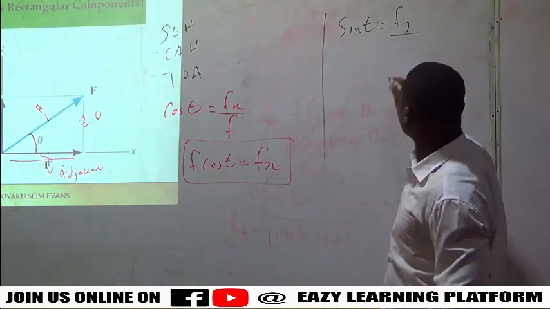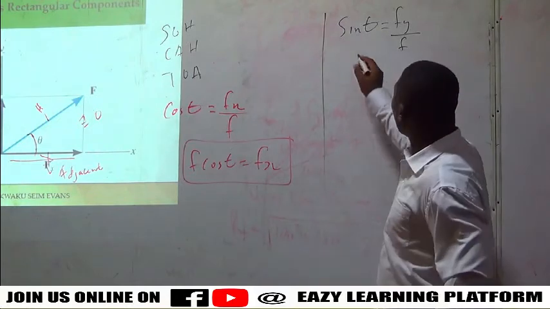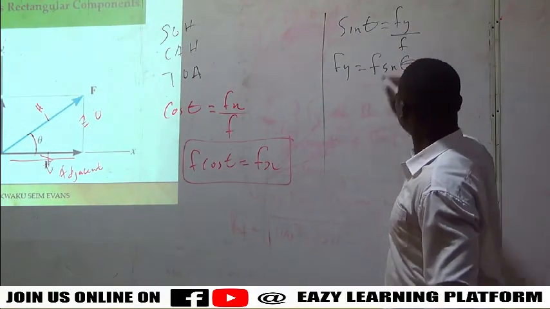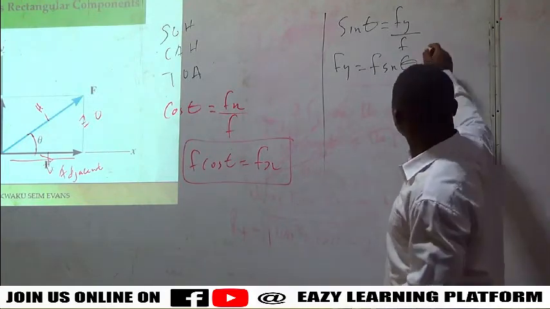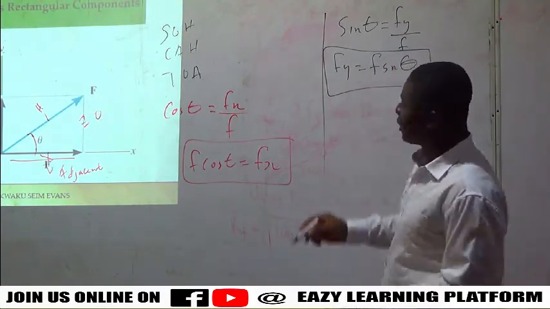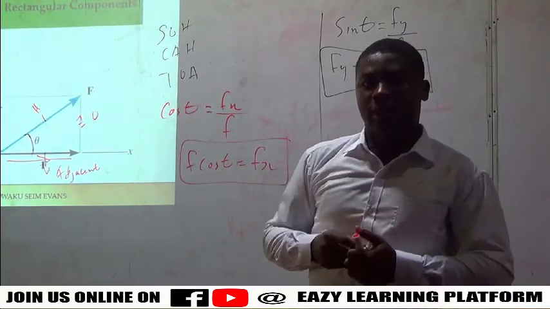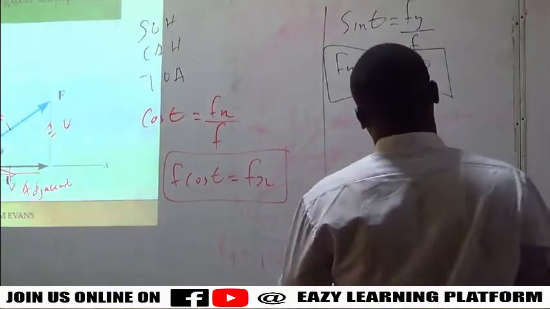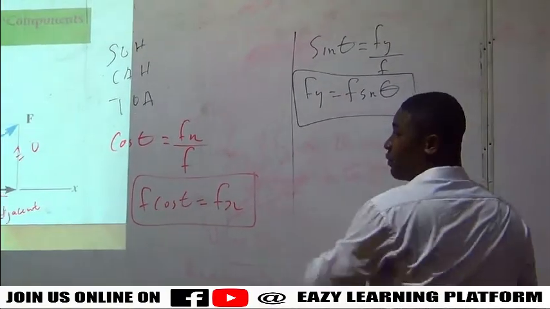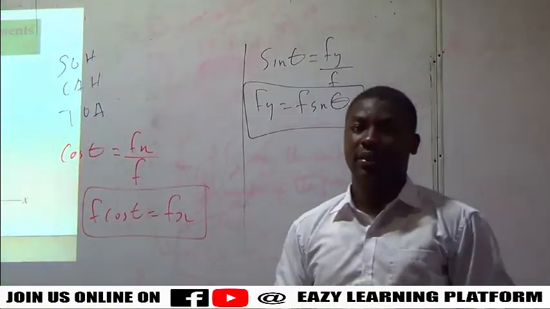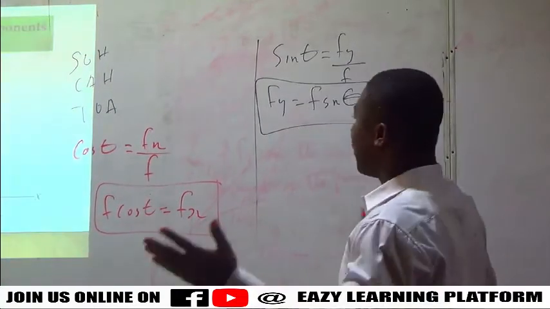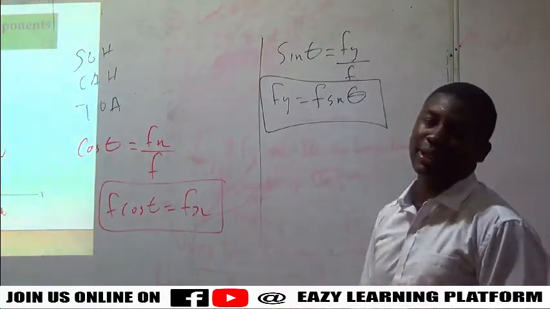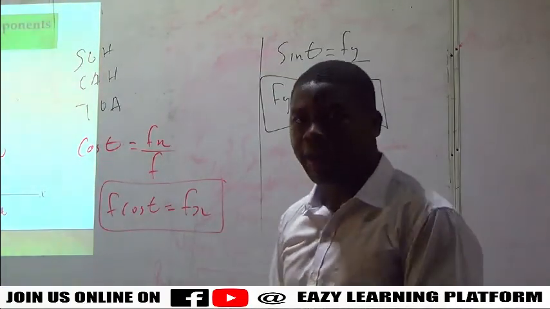And our hypotenuse is still what? F. So our Fy is equal to F sine theta. And this gives us the vertical component of the force, or the Fy of the rectangular component. So we found the rectangular components of the force in the X and Y direction.